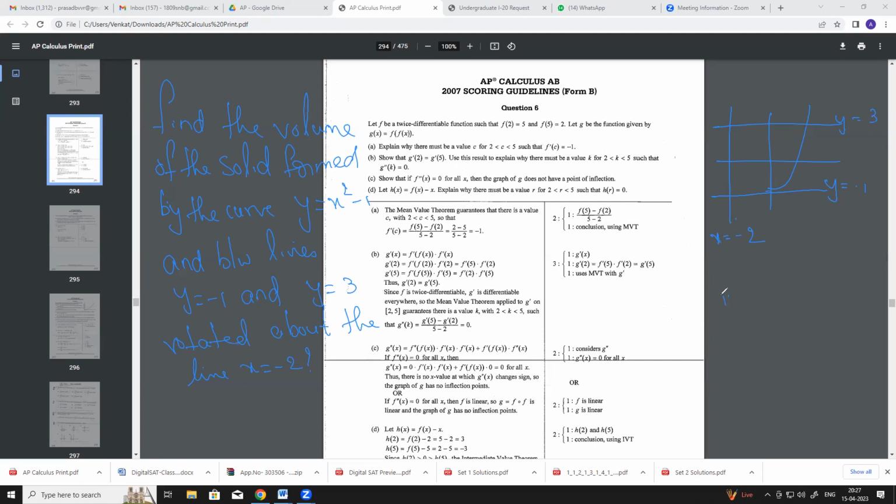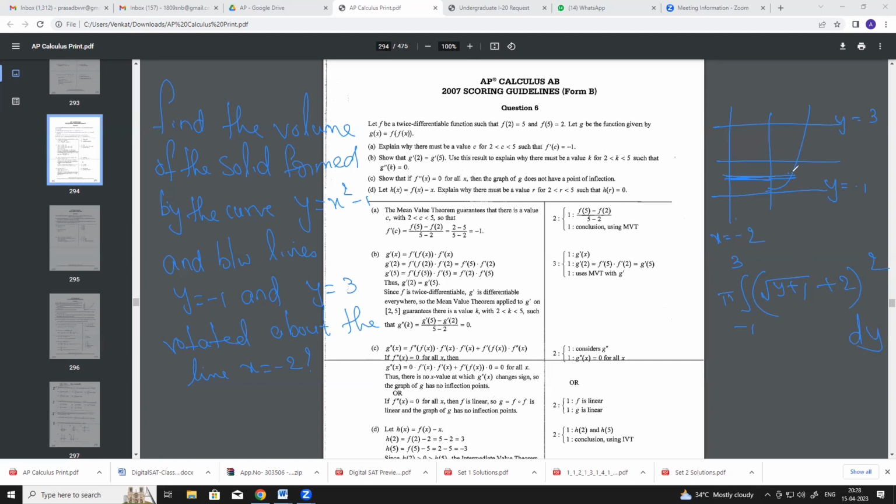So pi into integral of minus 1 to 3. What is your function? x, right? x is root of y plus 1, right? So root of y plus 1 is this plus 2, because this is rotated about the line minus 2. This is root of y plus 1 plus 2, whole square, into dy.